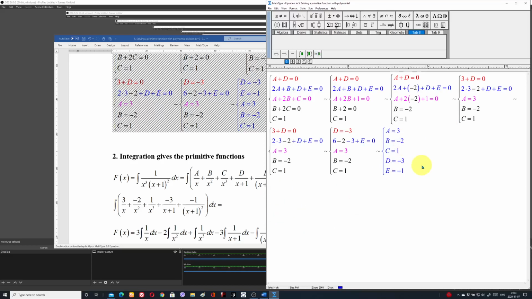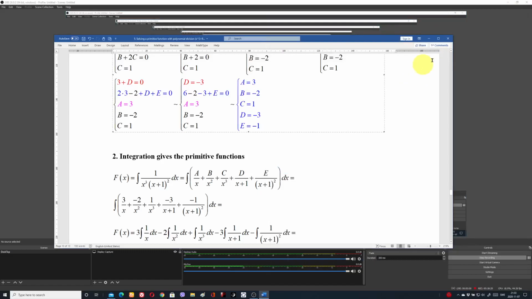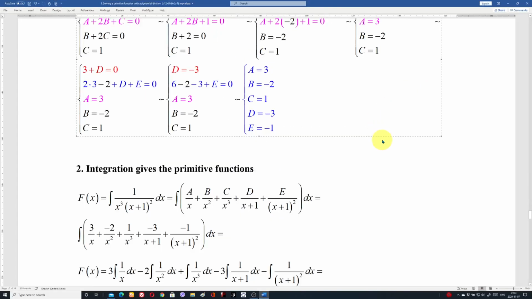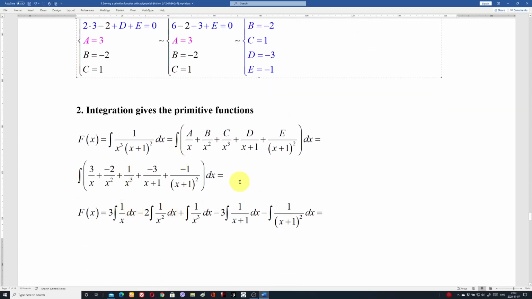So now it's easy to see this. The first one is the 3, the second one is the minus 2, the third one is the 1, the fourth is the minus 3, and the last is the minus 1. Okay, so now we have a 1 integral.